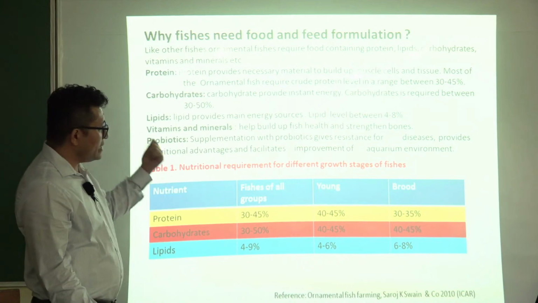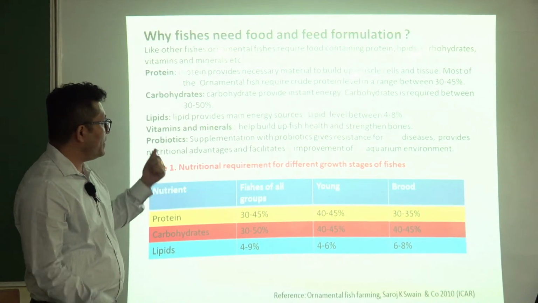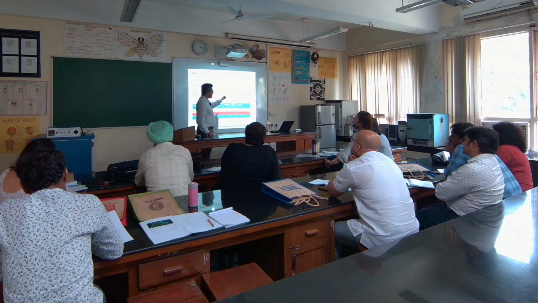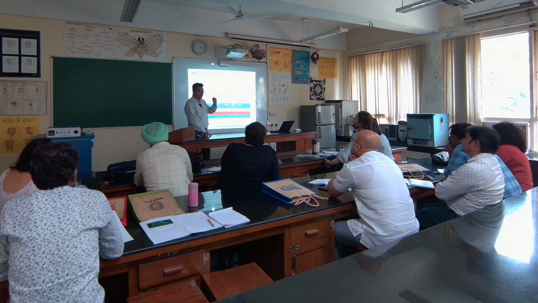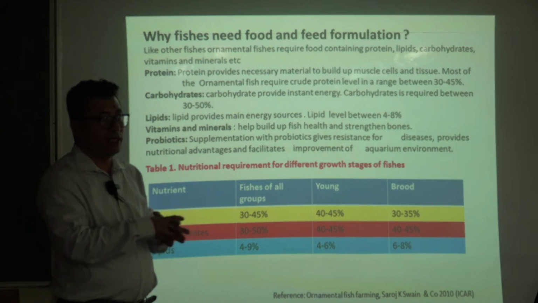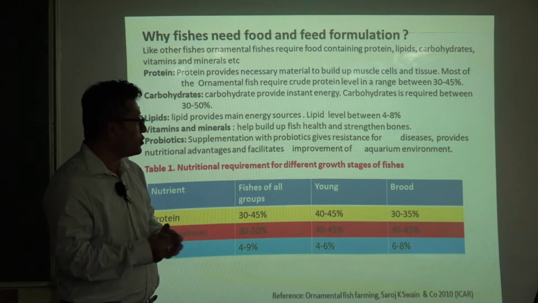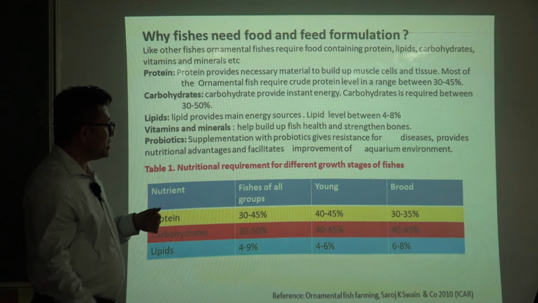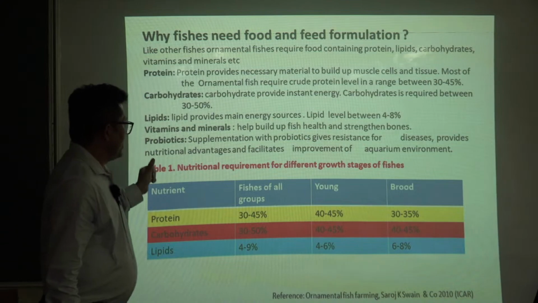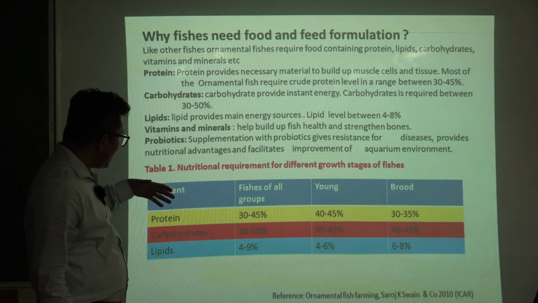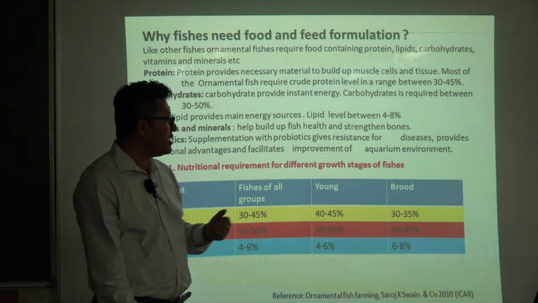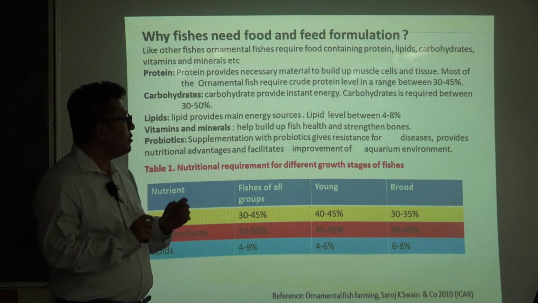Now there is again a requirement for lipids. Lipid gives the main energy source, as you all know, and lipids may be between around 4 to 8%. Okay, so 4 to 8% should be included when we make a food. Now, another one, as Moses told you, is vitamins and also minerals. Minerals and probiotics are also included here. Minerals help fish health and also strengthen the bones.